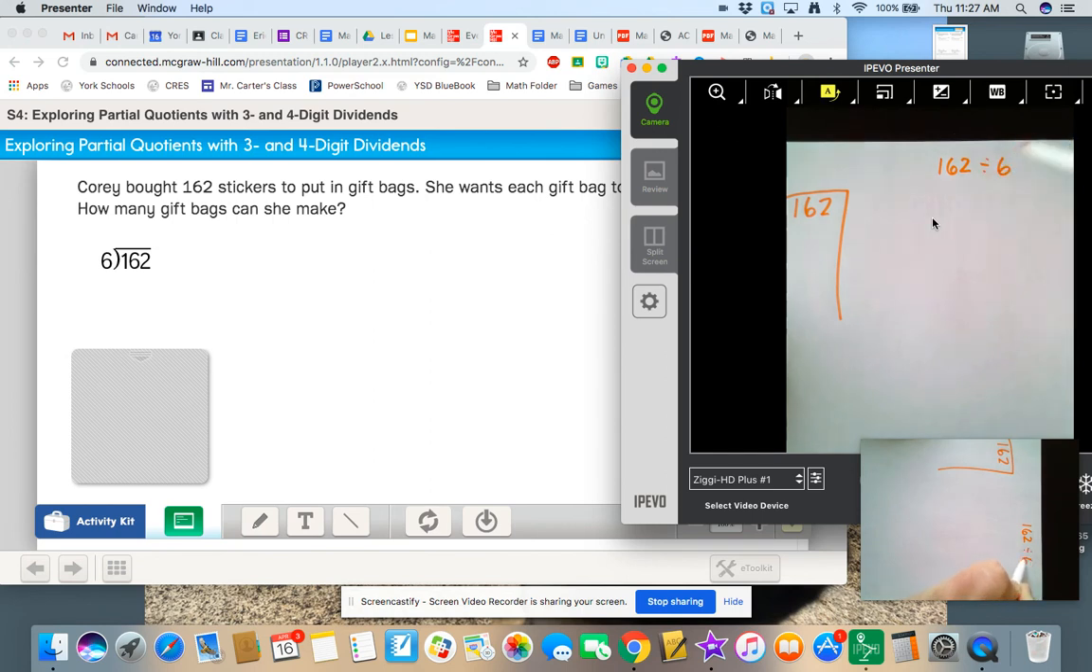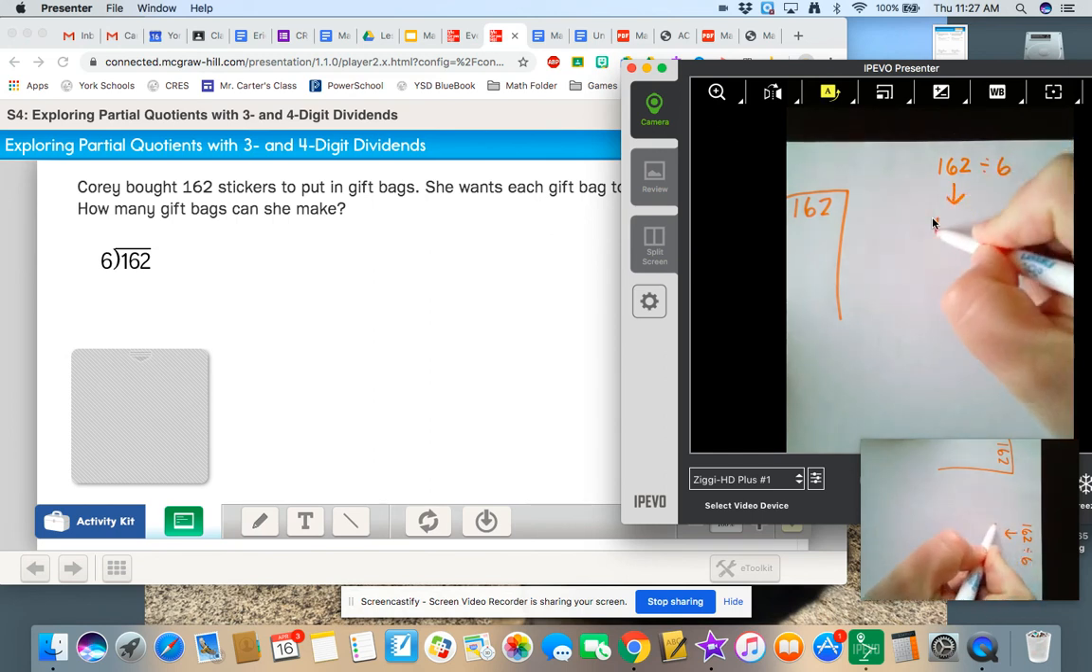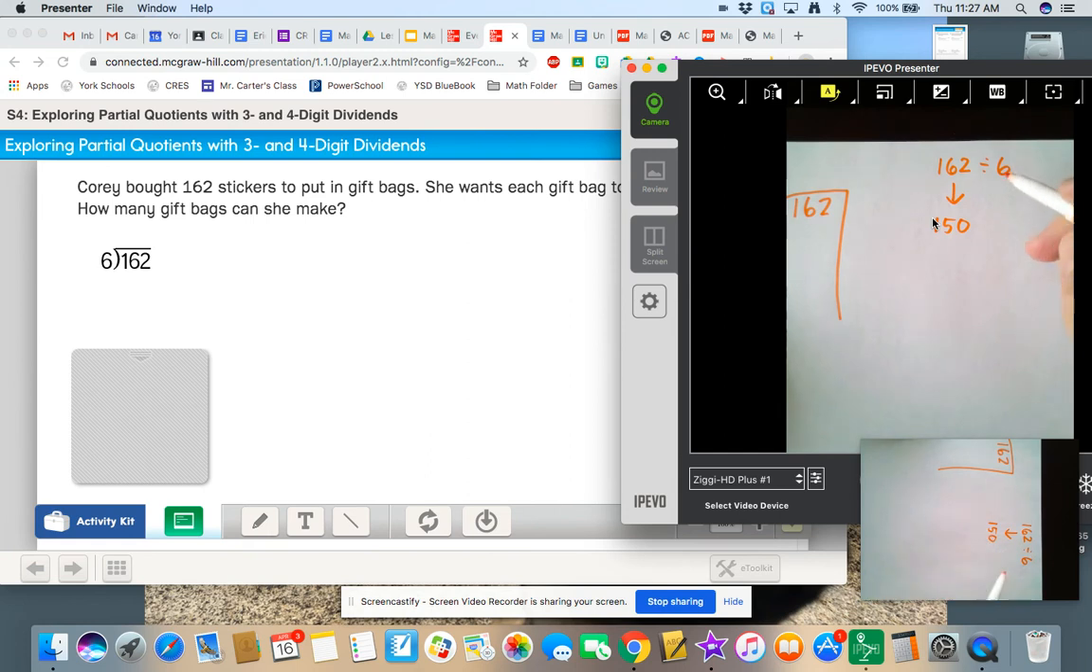I'm going to round that to 150, and I know that 6 is also close to 5. So I'm going to go 150 divided by 5, because I know that anything that ends with a 0 will be divisible evenly by 5. So I ask myself, what times 5 gets me 150? Well, that would be 30. So our estimate here is 30.